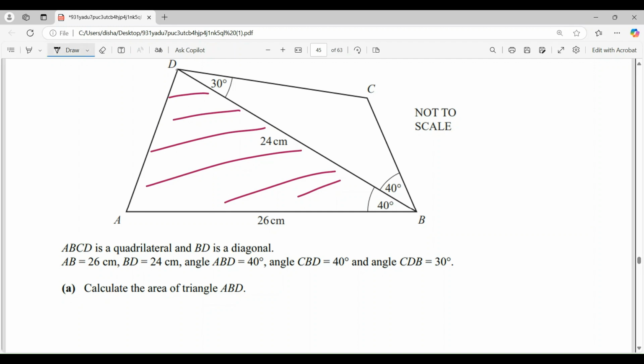So I'll construct one height here. Say this is M.